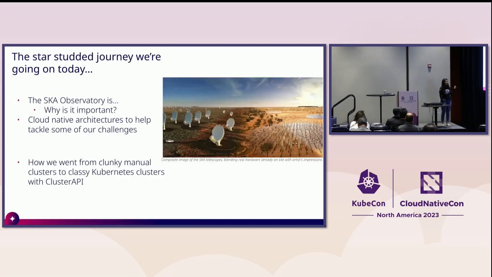So I'll start by telling you a bit about the SKA Observatory, who we are, what we're going to do, what we're going to build, and why it's important. This is a picture of what our telescopes might look like and how leaning into a cloud-native architecture and strategy will help us tackle some of the challenges in our ecosystem. And then lastly, a bit of a technical, not-so-deep dive into how we migrated our clusters from a more clunky manual deployment strategy to a more sophisticated deployment strategy with ClusterAPI. And I'll finish with a bit of sort of process thoughts and insights about what I think worked really well for us in approaching that piece of work.